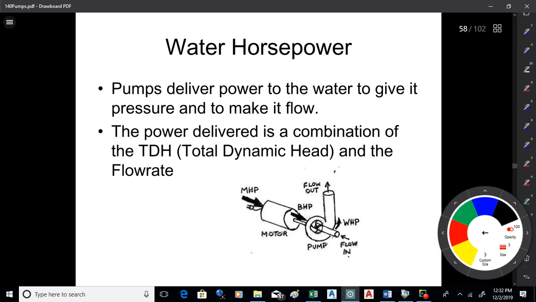Now, of course, we're interested in horsepower as it relates to pumping. So we have to look at the water and its characteristics to figure this out. Horsepower is a combination of the TDH, the total dynamic head in feet, and the flow rate. If you put those together with some conversion factors, you get foot-pounds per minute.